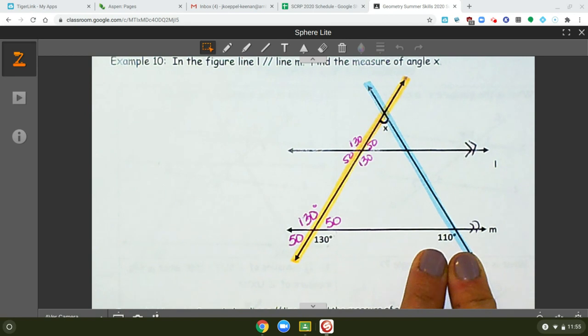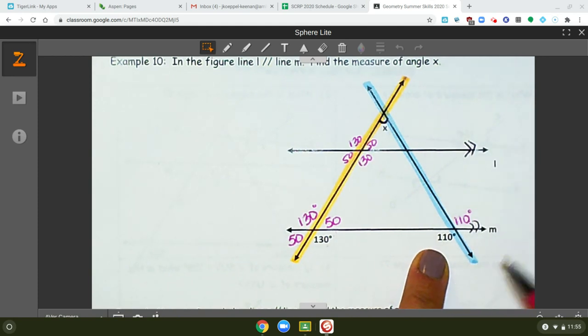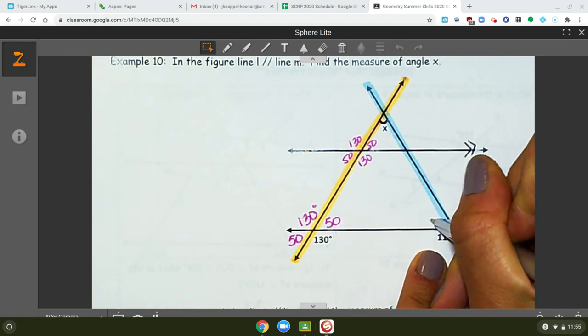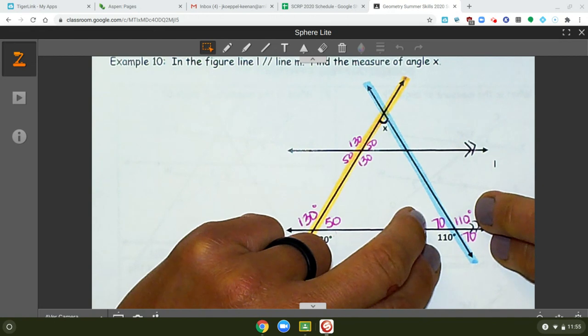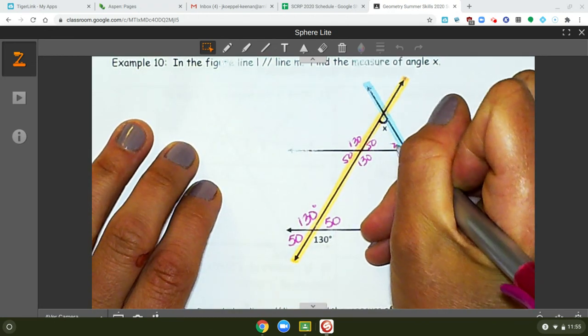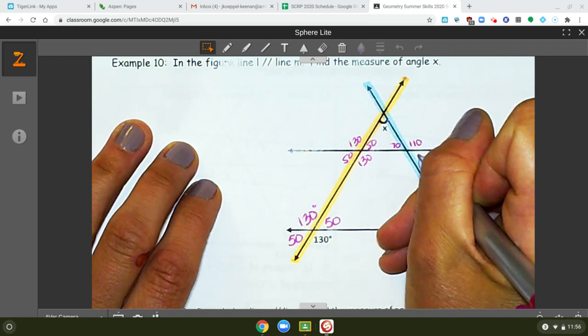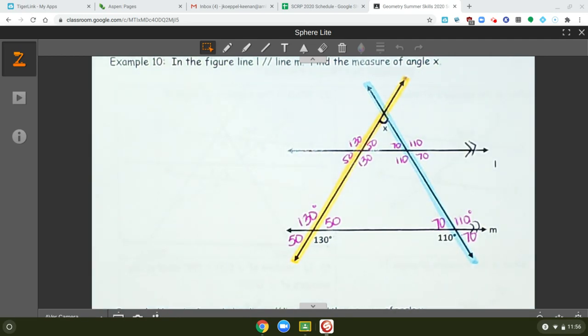I have one angle there that's 110, so from that angle, I'm going to fill in all of the other angles. So its vertical angle would be 110, and then its linear angle, 180 minus 110, is 70. Now I'm going to take those four angles, slide them up, and they should match up. So 70, 110, 70, 110.